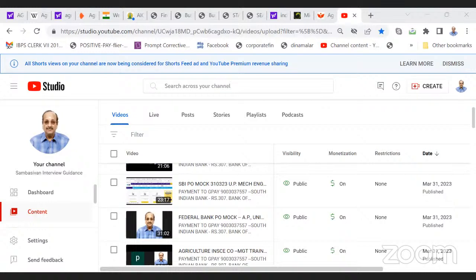In fact, right today I conducted one mock interview for one agricultural insurance candidate for management training. Then I also conducted an interview for Federal Bank. Then 2 State Bank of India interviews have been conducted and I have posted them online. Today we did an interview about agricultural insurance and Federal Bank, and I have also put up the State Bank of India interview online. These run entirely online, so that there is no problem for you to load them.